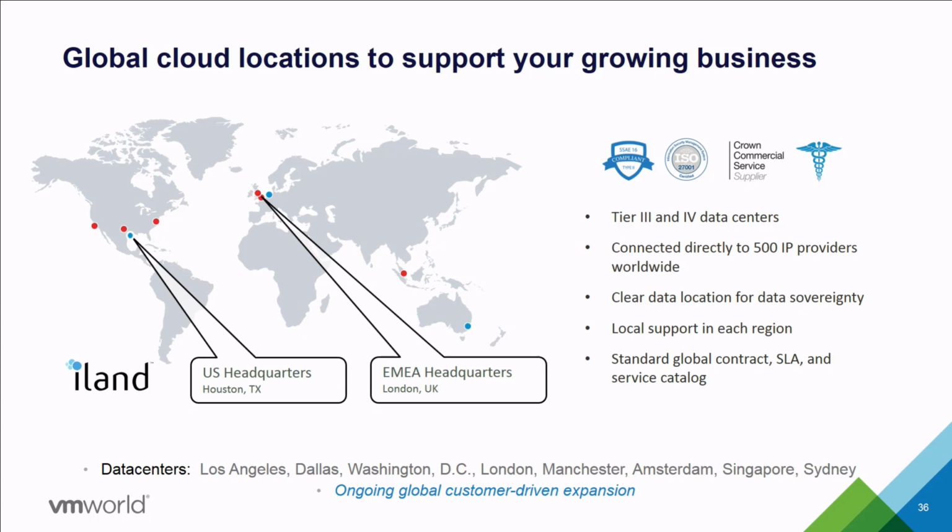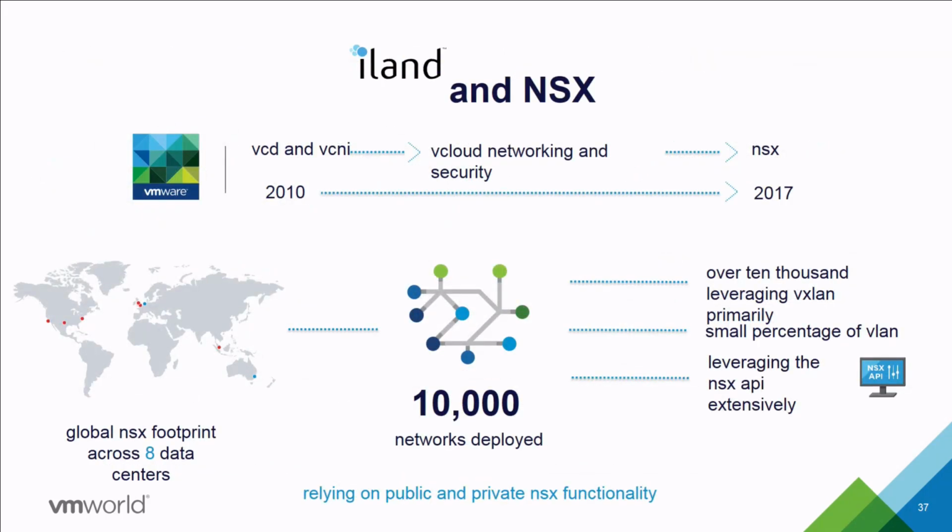Not going to go into great detail on these slides, so come and talk to us if you want to know more about the actual company. We've been on this journey with VMware since the early days of vCloud Director, when we were using what was called vShield Edge. That then migrated into vCloud Networking and Security. So we've been deploying from VCNI, as it was called, VXLAN, and now into NSX.